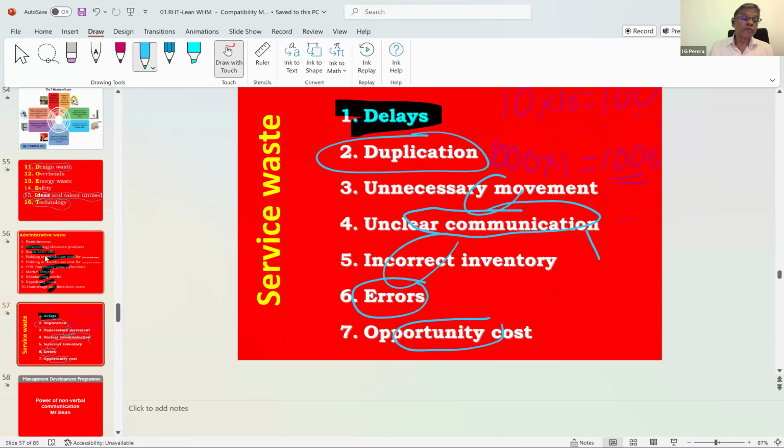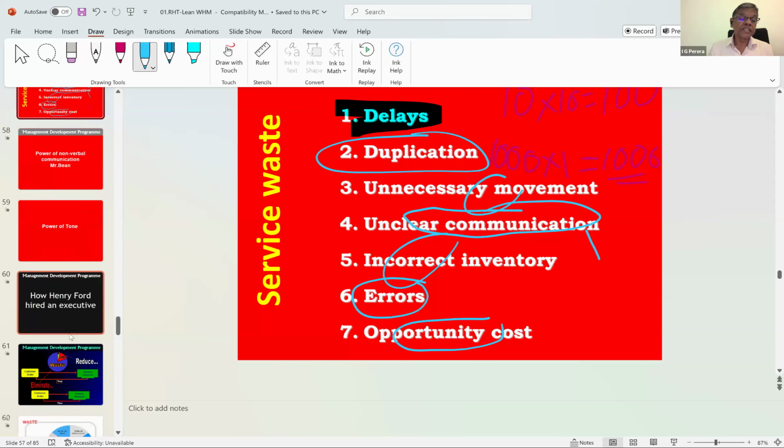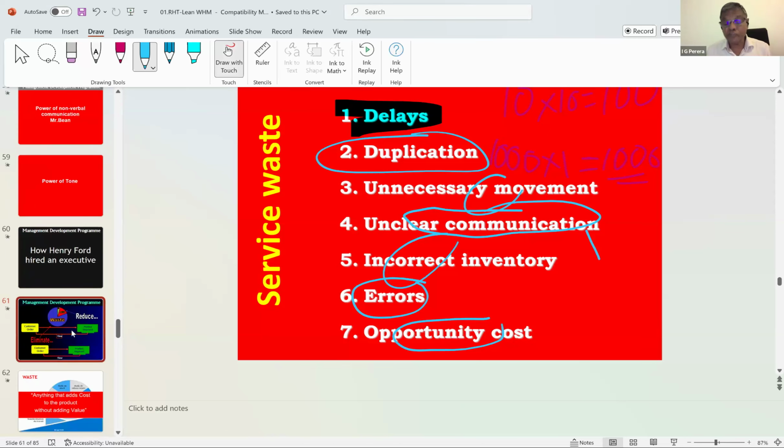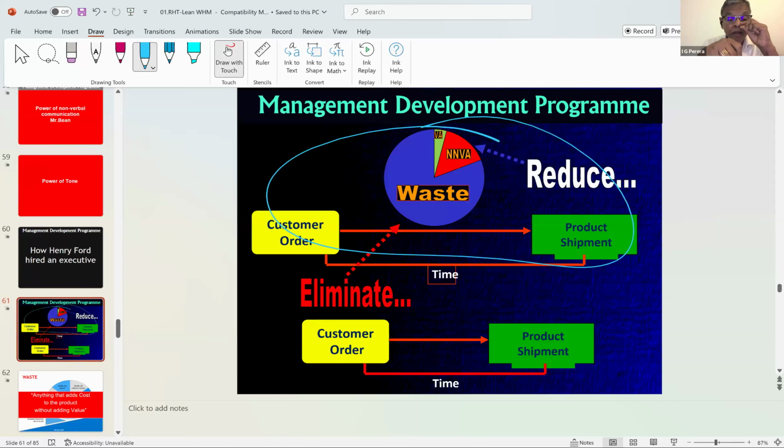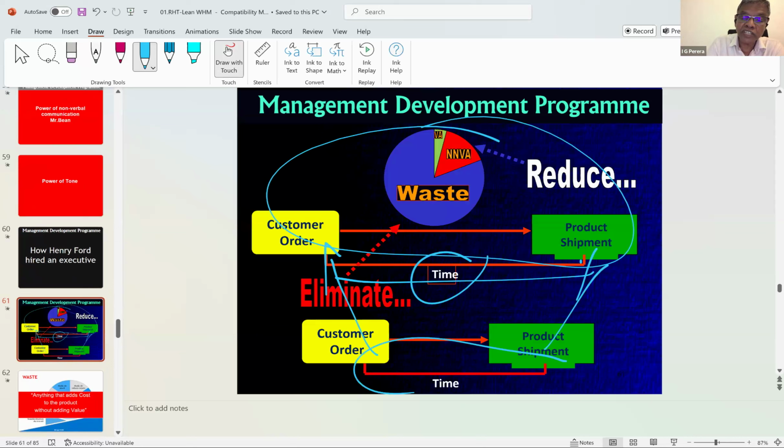So therefore, you can see when you reduce the waste, so this is the process with waste. But when you reduce the waste, the time is reduced from this much to this much. Processing time is only this much.